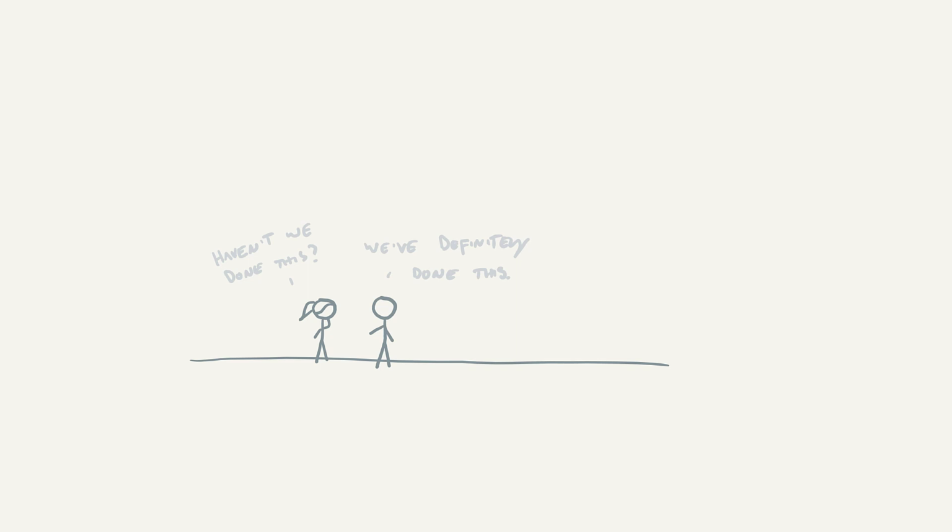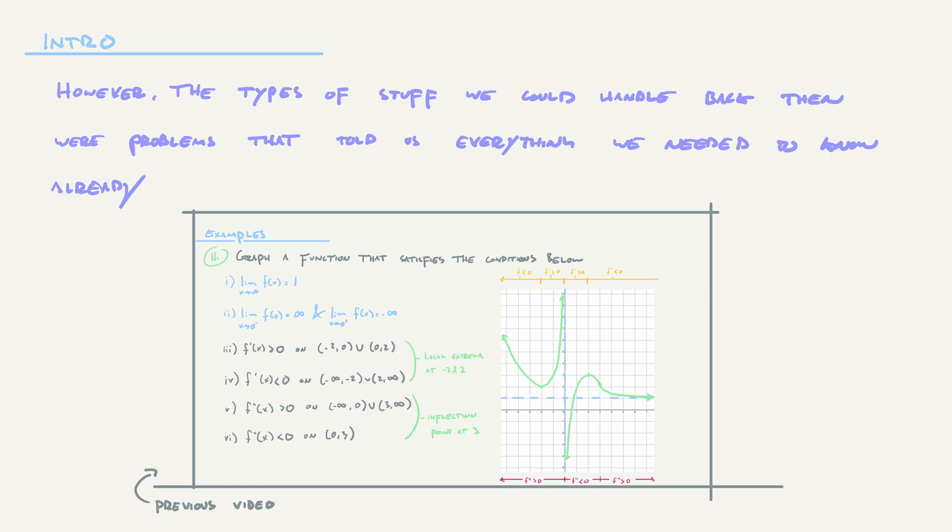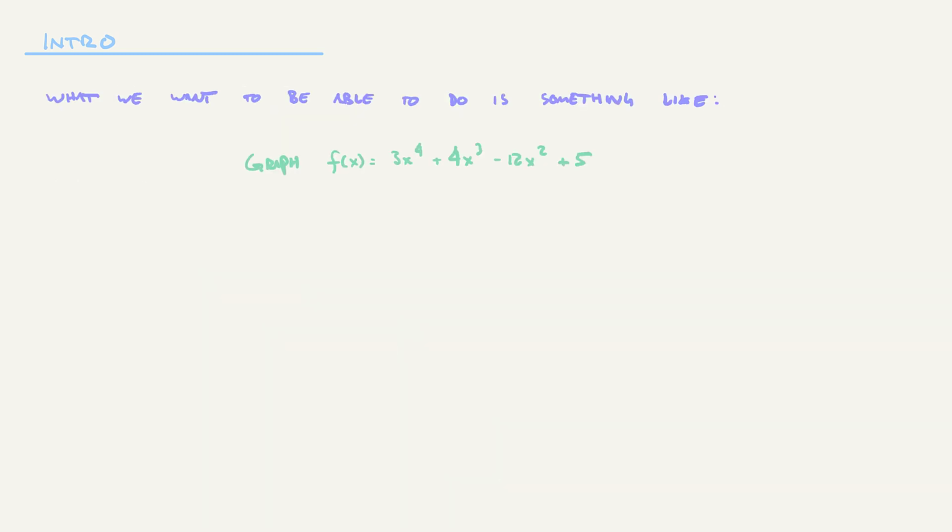Now you might be thinking, haven't we done this before? Definitely. In fact, we came up with this thing. If you remember from a few videos ago, we talked about the relationship between a function, its derivative, and its second derivative. But the things that we did in that video is we were given stuff that looked like this. In this video, what we want to do is we want to be able to come up with that stuff. So instead of just being given a list of things and then saying, oh, okay, well, use this knowledge to make a graph, we want to be able to just straight up be given this instruction and then come up with a graph, kind of ourselves.